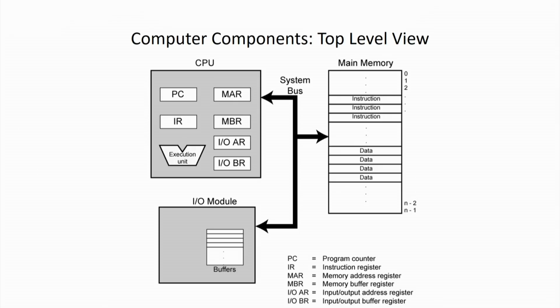It is a top level view. This is the processor, the CPU. The CPU has some internal registers that I have already talked about: PC is the program counter, IR is the instruction register, MAR is the memory address register, and MBR is the memory buffer register. Along with that, we have two more registers, IOAR, the IO address register, and IOBR, the IO buffer register. These are the special purpose registers. Along with that, we have some general purpose registers, and this is the execution unit, basically the ALU.